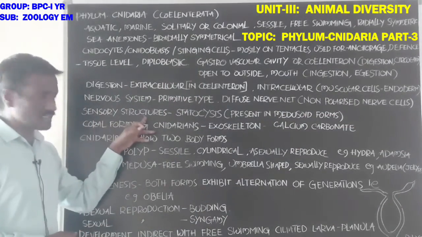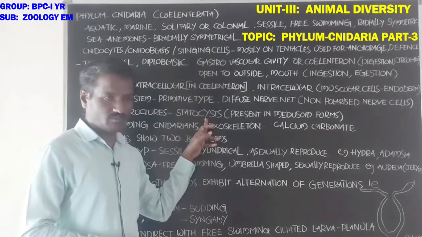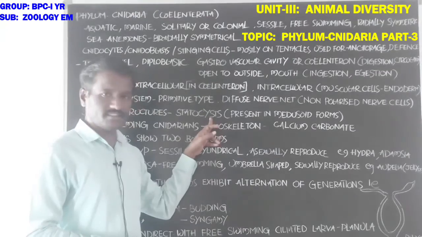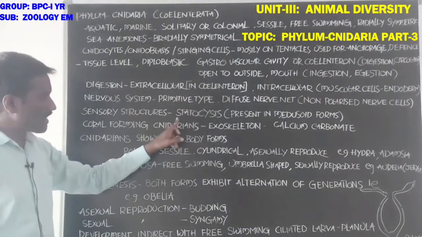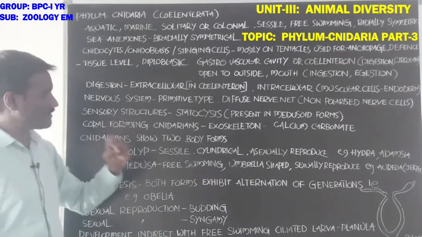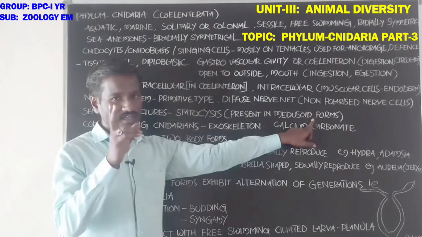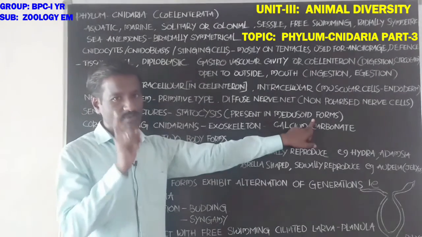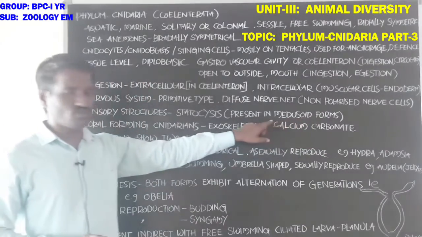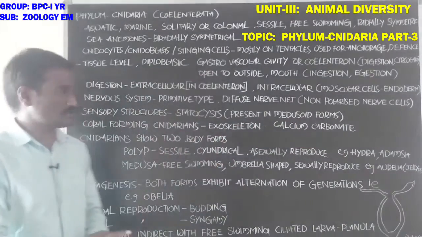Next, sensory structures called statocysts are also present in the body. Statocysts are sensory structures, not cells, present in the medusoid form. Cnidarians are available in two body forms: one is polyp and the other is medusa. The medusa shows statocysts, which act as sensory structures.